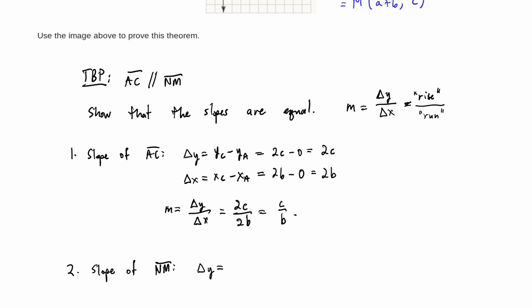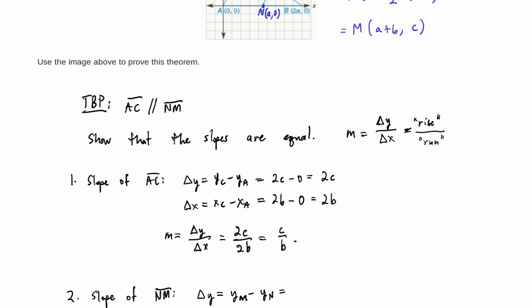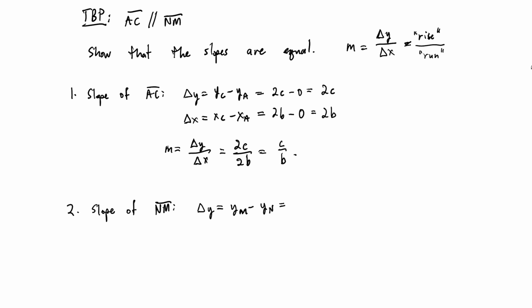So in this case, I'm going to do y sub M minus y sub N. All right, this is a capital M, even though my penmanship is not good. So the y component of M is c, and the y component of N is 0. So this is going to be c minus 0. So far, so good. That's just c. Then we compute our delta x. Same deal, it's got to be x sub M minus x sub N. Because we already chose that order, you have to stick with it.